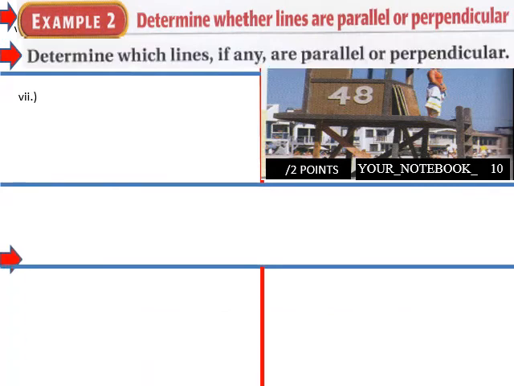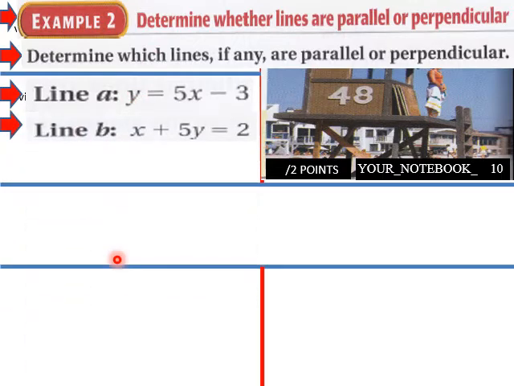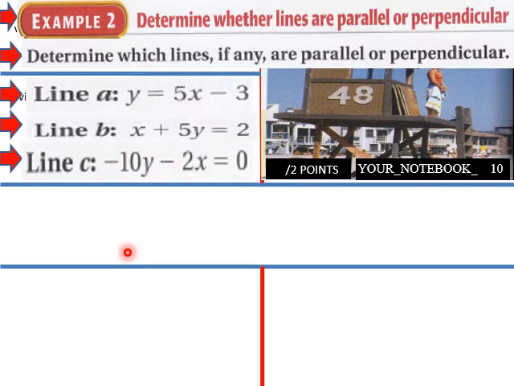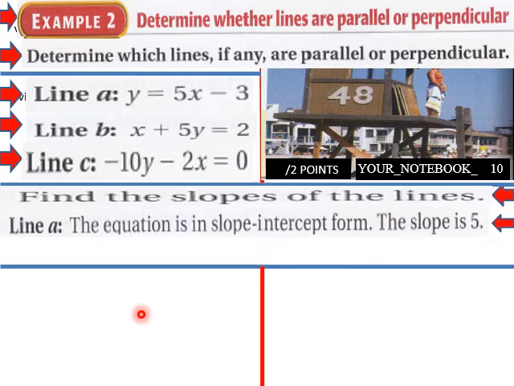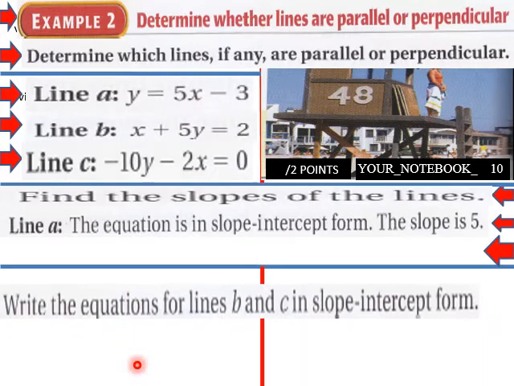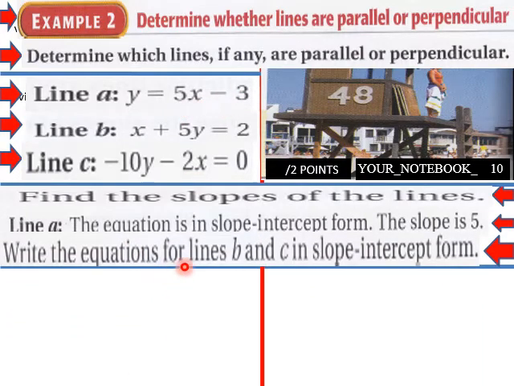Example 2, determine whether lines are parallel or perpendicular. Determine which lines, if any, are parallel or perpendicular. We have line A, line B, x plus 5y equals 2, and line C. How are these lines related to each other? Find the slopes of the lines. Line A is in slope-intercept form, so we have the slope and the y-intercept. The slope is 5. Write the equations for lines B and C in slope-intercept form.